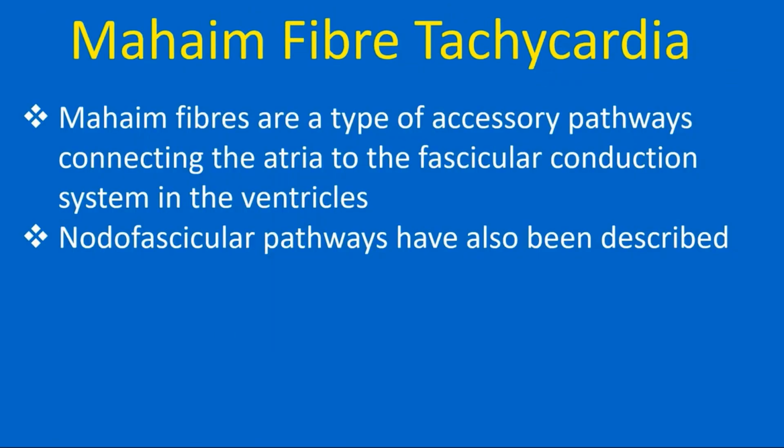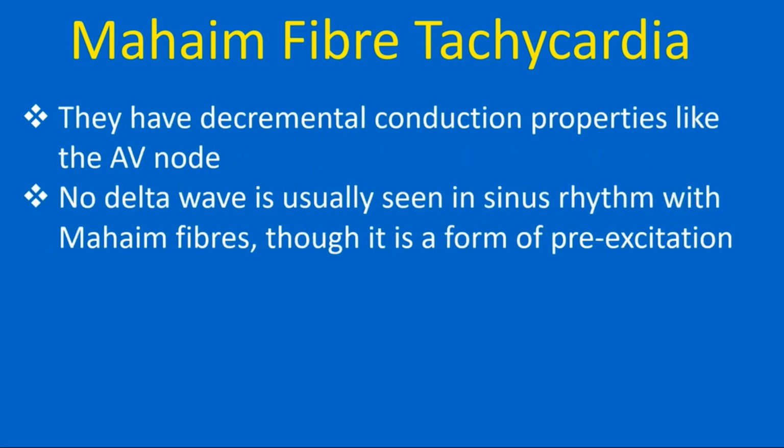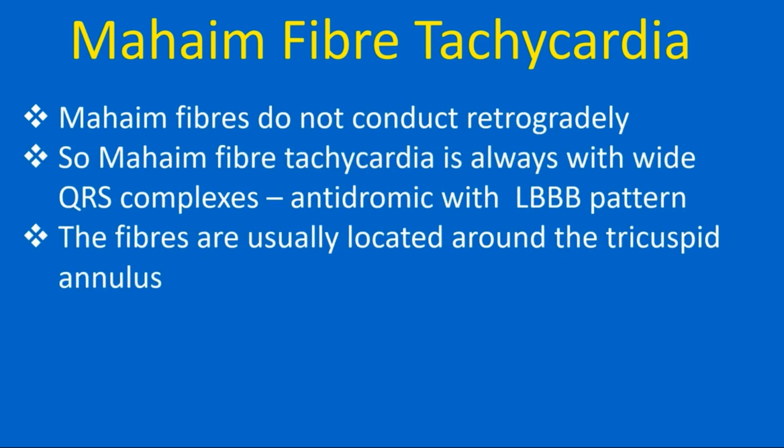Mahaim fibers are a type of accessory pathways connecting the atria to the fascicular conduction system in the ventricles. Nodoventricular pathways have also been described. Mahaim fibers have decremental conduction properties like the AV node. No delta wave is usually seen in sinus rhythm with Mahaim fibers, though it is a form of pre-excitation. Mahaim fibers do not conduct retrogradely, so Mahaim fiber tachycardia is always with wide QRS complexes, antidromic. The fibers are usually located around the tricuspid annulus.